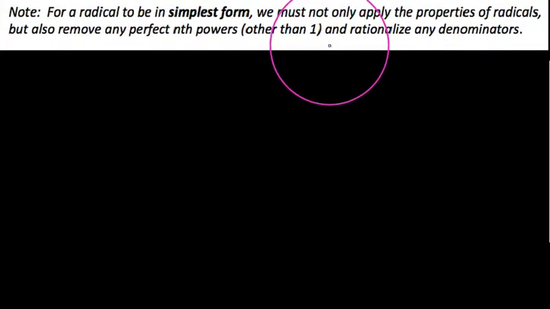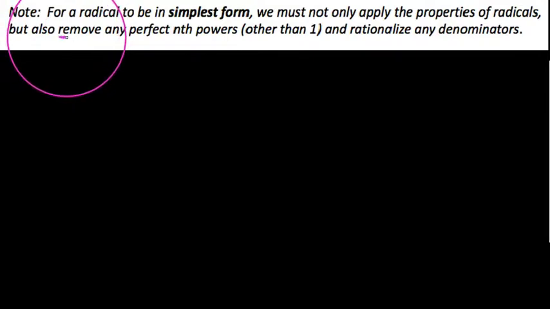In this video, we're going to simply define what it means for a radical to be in simplest form. The whole intent of this video is to be able to take a radical expression and write it in simplest form. So we say for a radical to be in simplest form, we must not only apply the properties of radicals, but also remove any perfect nth power.